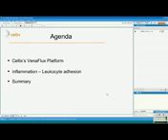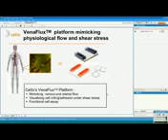The agenda for today is as follows. I will start with an introduction of Cellix's VenaFlux platform, and then we proceed to one of the applications, inflammation and leukocyte adhesion, and we will finish with a quick summary of this application.